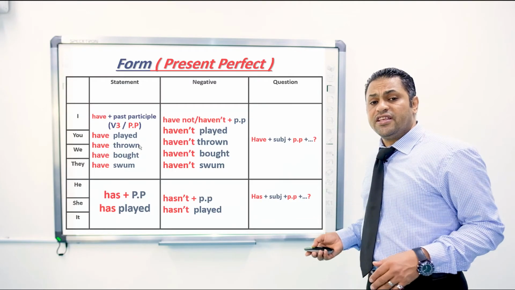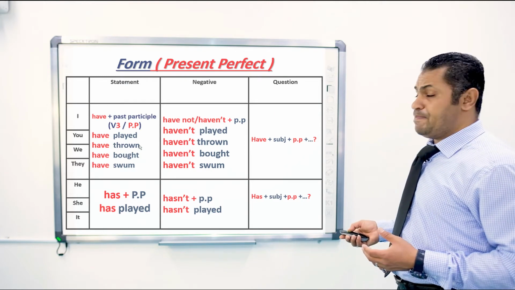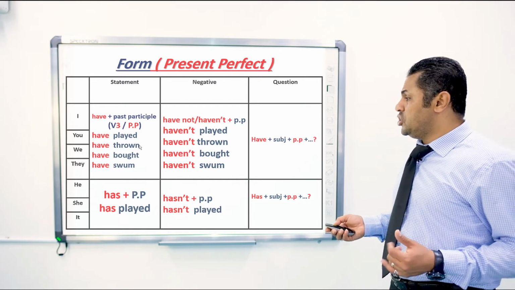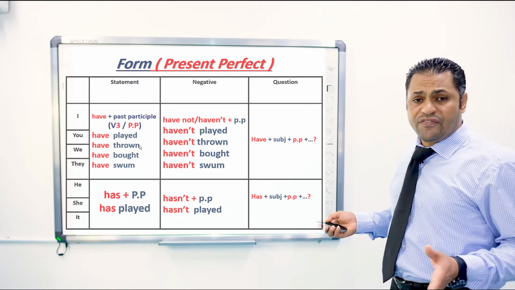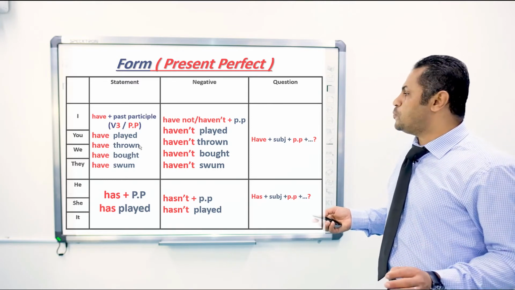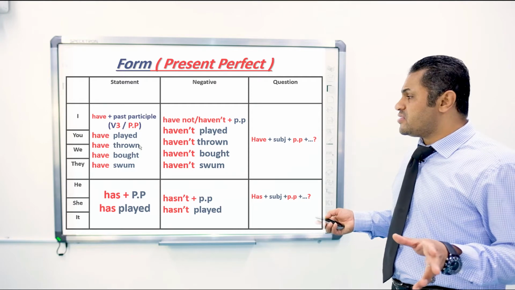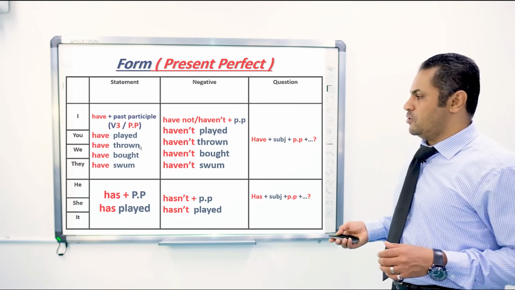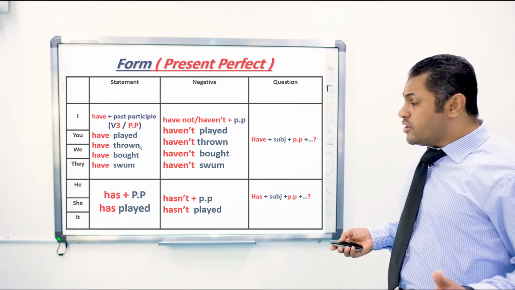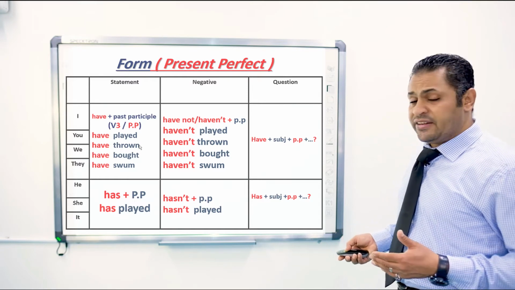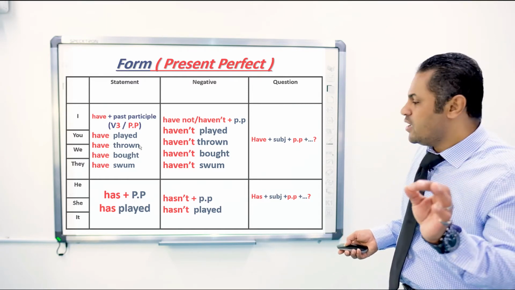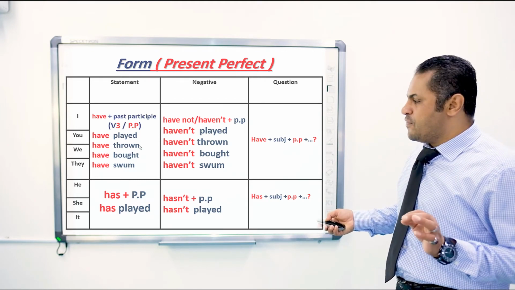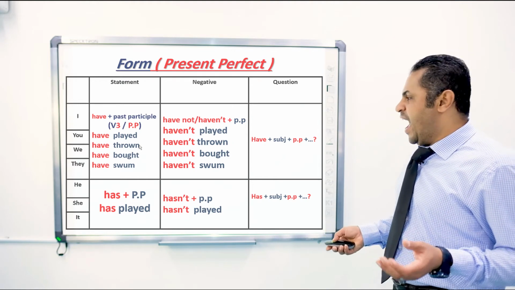So, look at the table that clarifies the form of the present perfect. In the statement, with the subjects I, you, we, and they, we use the verb to have in present, which is have, followed by the past participle or the verb in the third shape, or we can call it PP, abbreviation of past participle. With singular subjects such as he, she, and it, we use the verb to have, which is has, followed by PP. So, with I, you, we, and they, we use have. With he, she, and it, we use has.